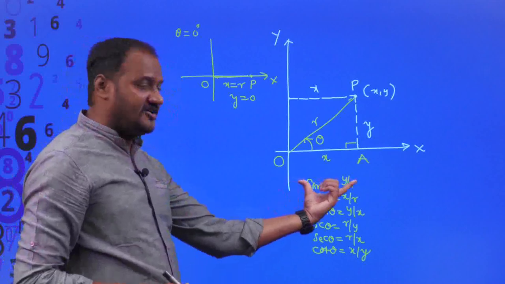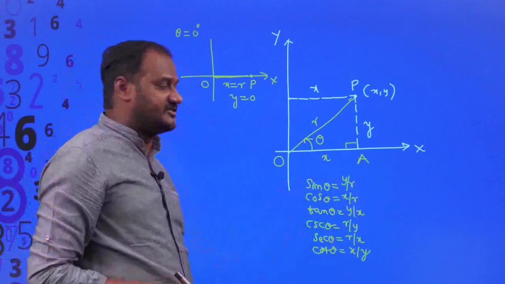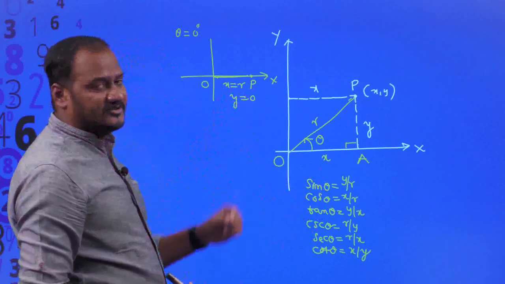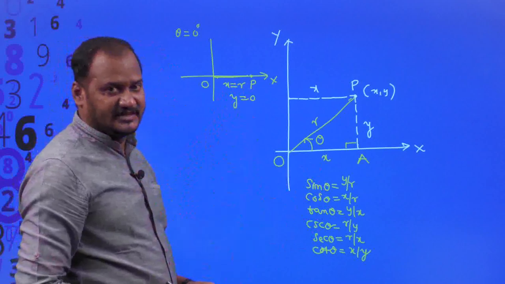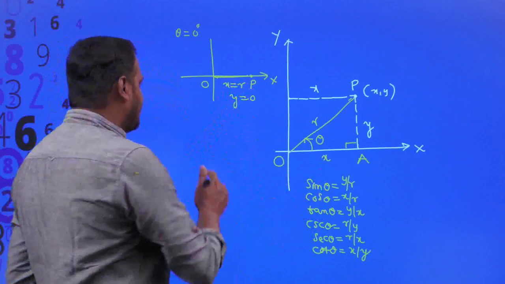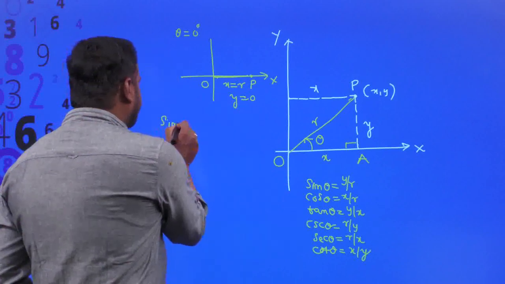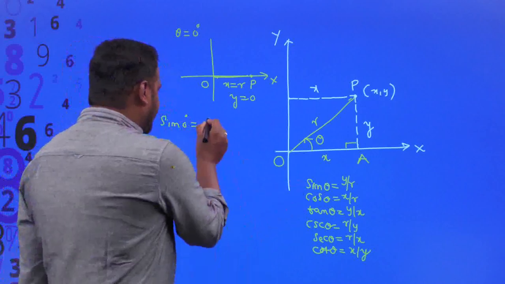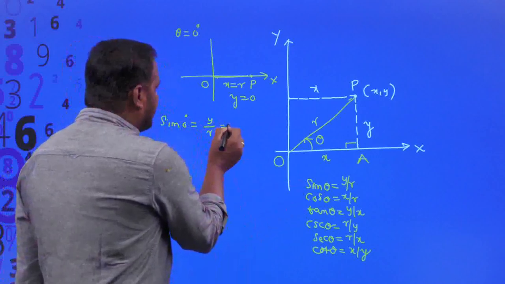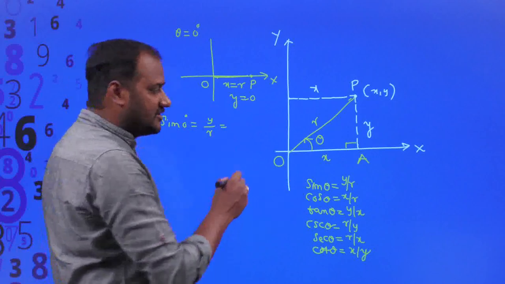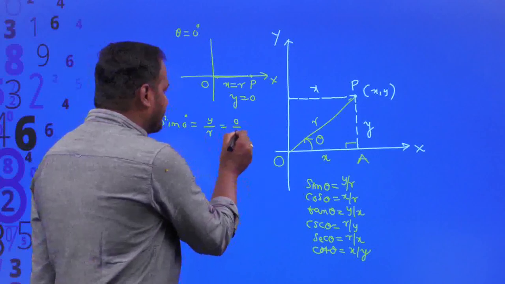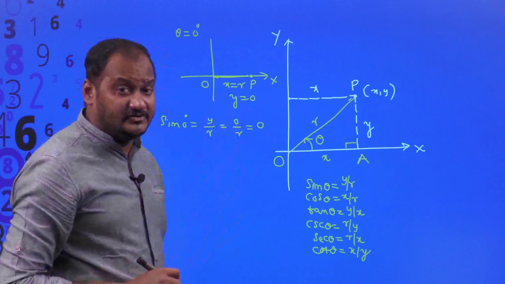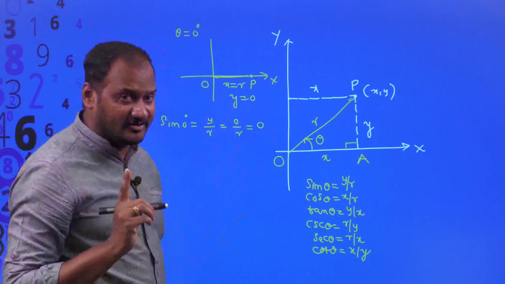Yes, obviously, we can find out the values of all trigonometric ratios for theta equal to 0 degrees, where the value of X is equal to R and Y is equal to 0. Shall we start finding the values? Right. Now, first of all, sine 0 degrees, where theta is equal to 0 degrees, is Y divided by R. What is the value of Y here? Y is equal to 0, so 0 divided by R is equal to 0. Therefore, the value of sine 0 degrees is equal to 0.